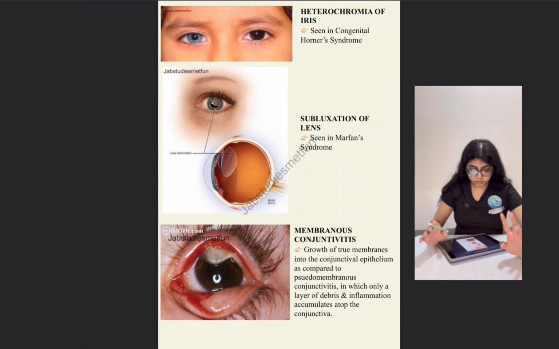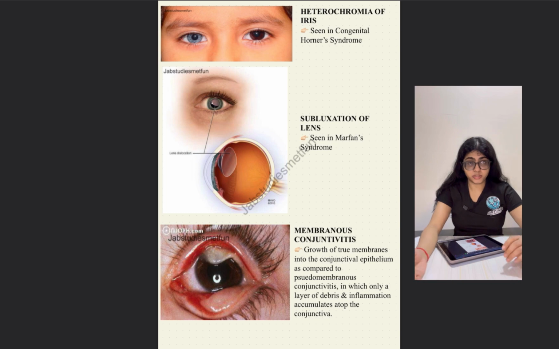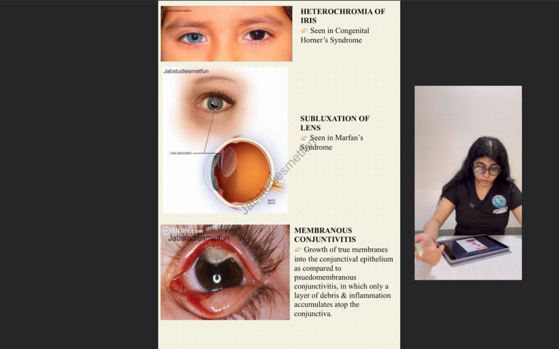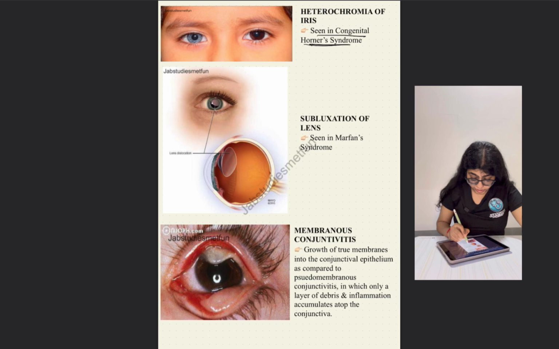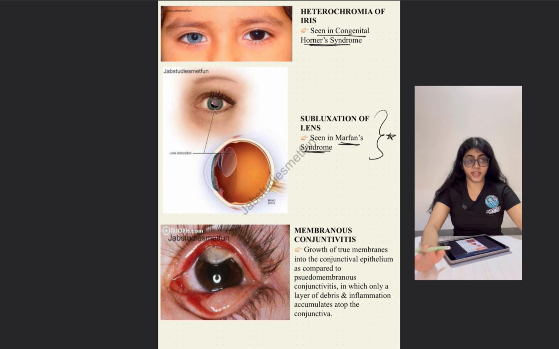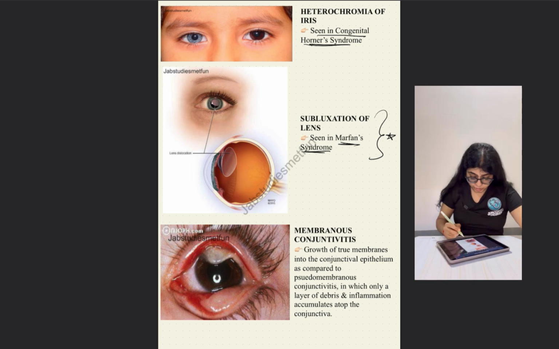So we will get to the different kinds of disorders that come into ophthalmology. The first one is heterochromia of iris. It is seen in congenital Horner syndrome. Subluxation of lens. It is an important question. It is seen in Marfan syndrome. This is a one-liner question straight up asked in the exam.